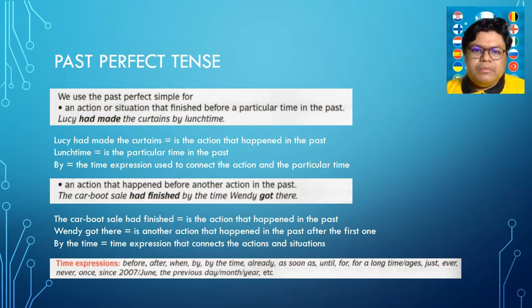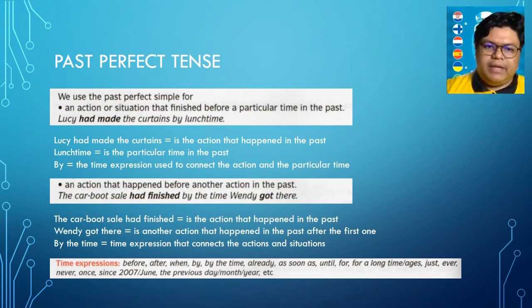Okay, so we need to differentiate which one happened first. Okay, that's why we use past perfect simple. Okay, the car boot sale had finished is the action that happened in the past. Wendy got there is another action that happened in the past after the first one. By the time is the time expression that connects the actions and situations.